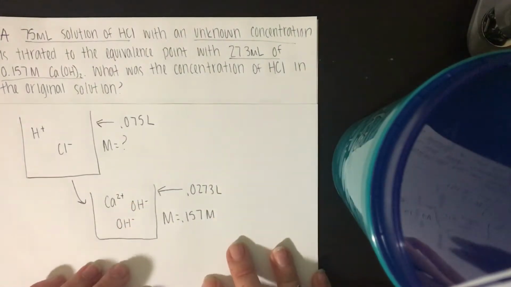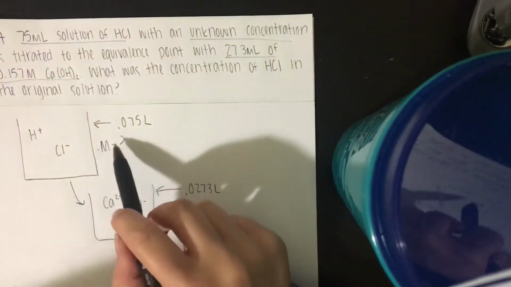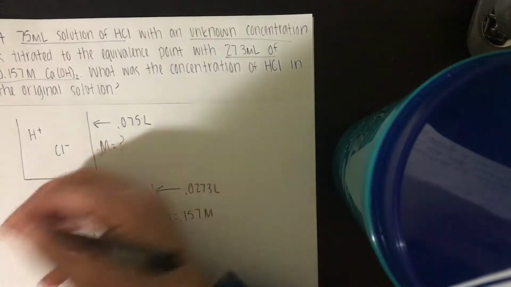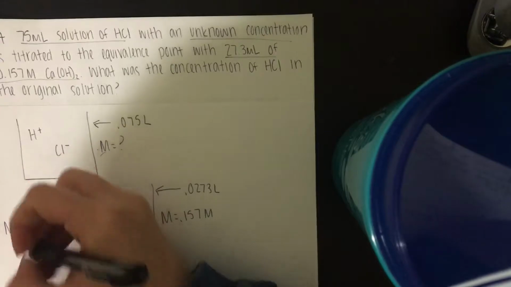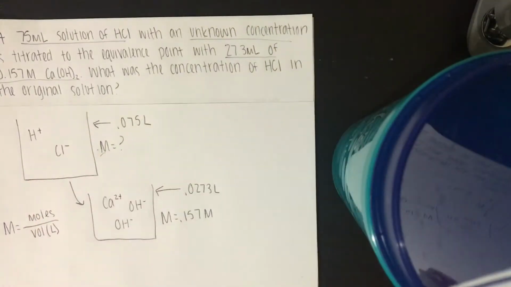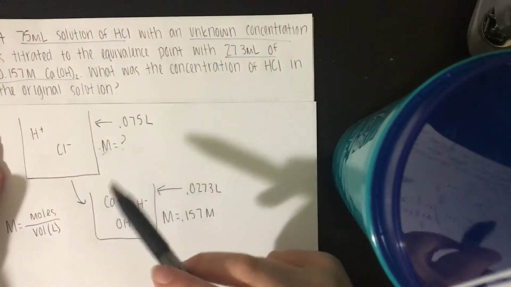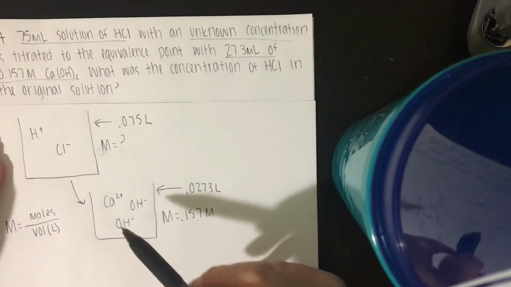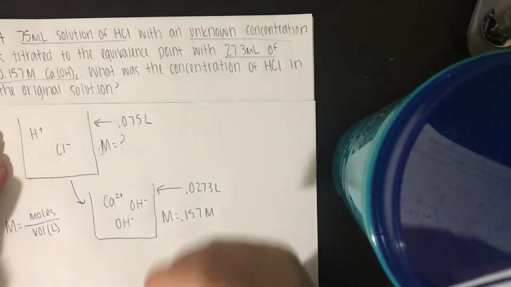Okay, now that we've drawn what we know, we need to figure out the concentration of the hydrogen chloride. To figure out molar, we have to know the moles of the hydrogen chloride and divide it by the volume in liters. What we don't know is how many moles of hydrogen chloride we have. To find that, we have to use the stoichiometry from the balanced equation to get from the moles of this to the moles of that.